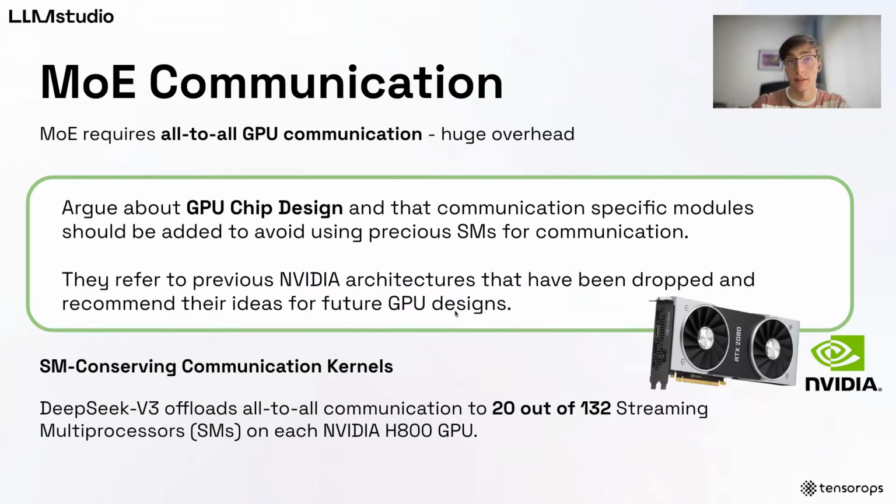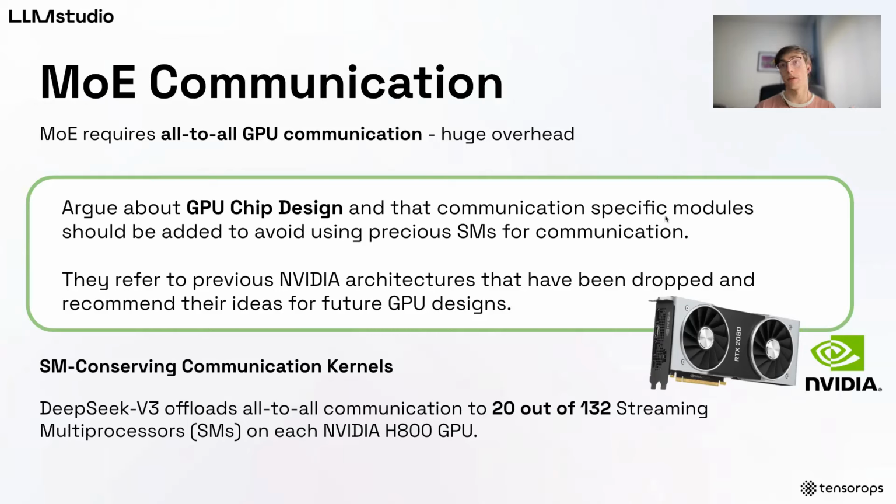So they actually then go on to suggest some GPU design improvements for this, because we're seeing more mixture of experts, more need for communication. They argue that new GPU chips should have communication-specific modules, okay? This would avoid using the precious SMs, which are very good at computations, for communication, which is not so required. And they really are not supposed to be doing that as much.